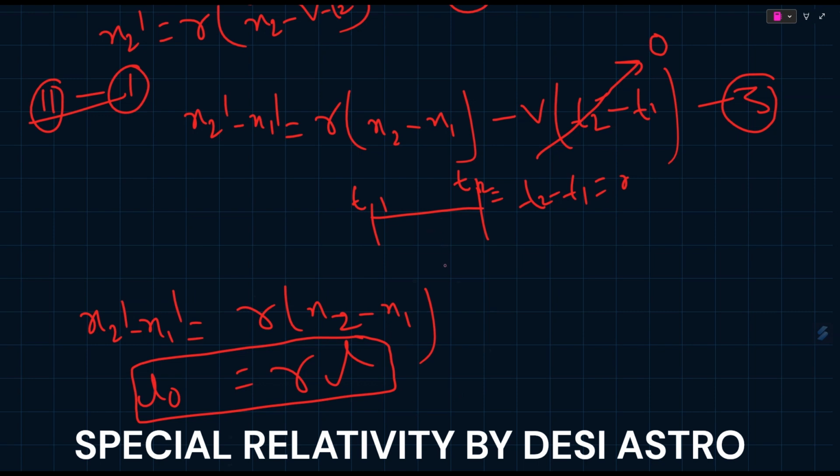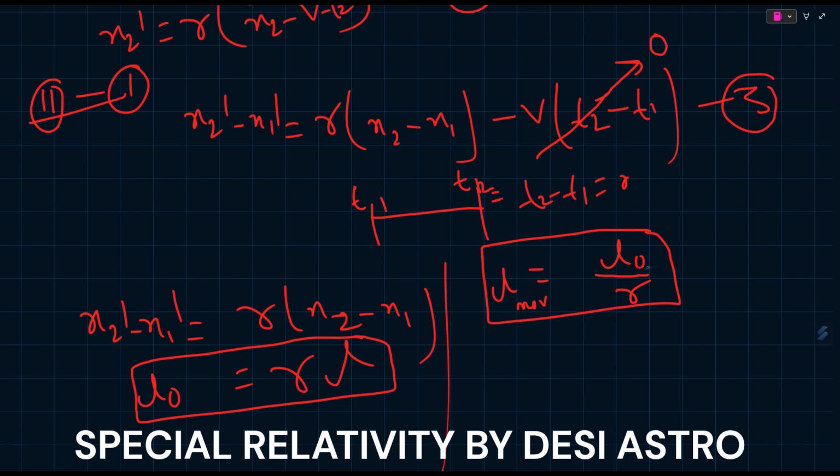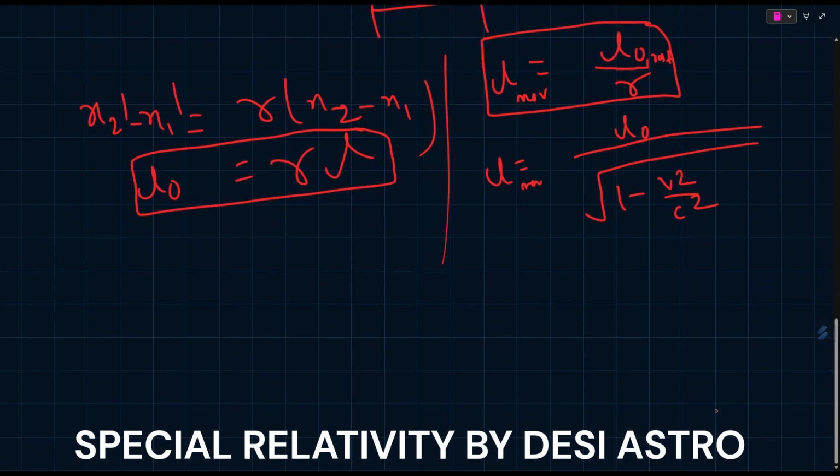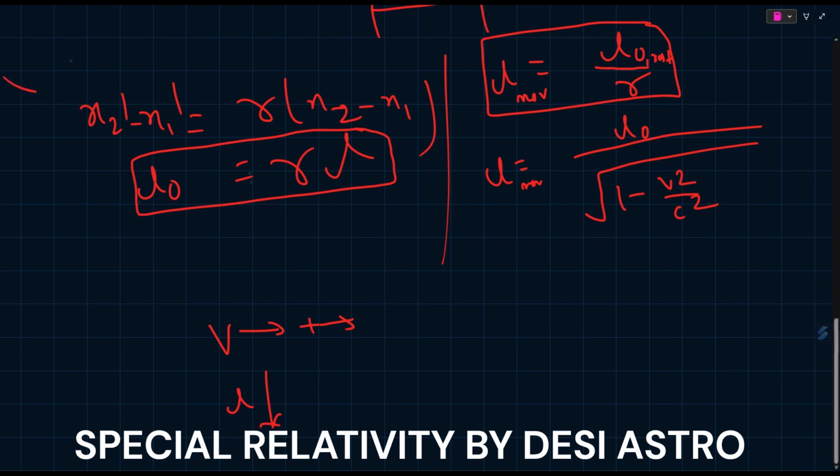You can write it more generally: L equal to L naught by gamma, or L moving or L rest. More elegantly, L moving equals L naught times the square root of 1 minus v square by c square. From here you can see that as v increases, L decreases.